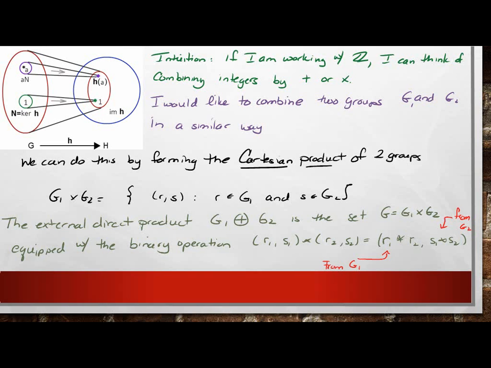R1 star R2 would be the binary operation from G1, and this would be the binary operation from G2. And I believe in Fraley he might have put a star with a little G1 underneath here and a star with a little G2, but I thought it was a lot of notation in there.